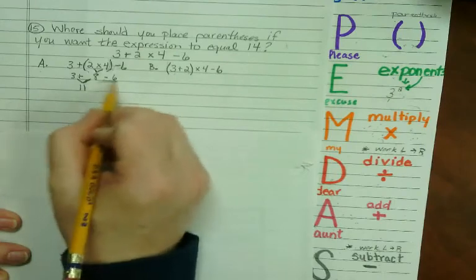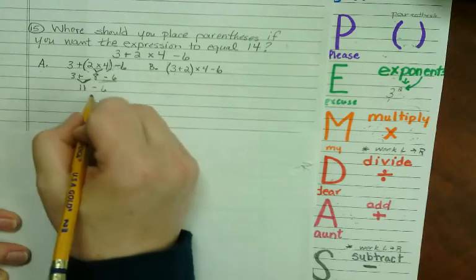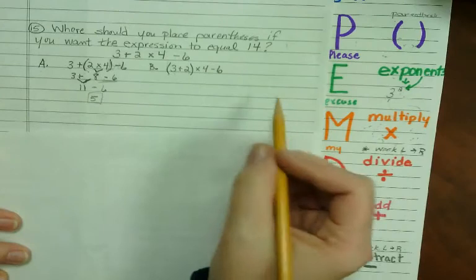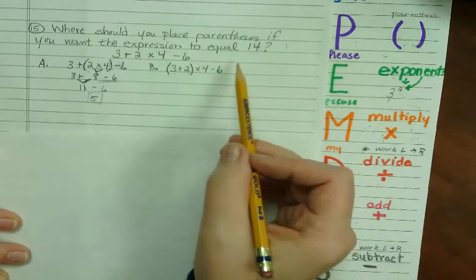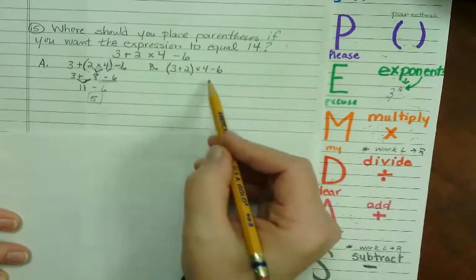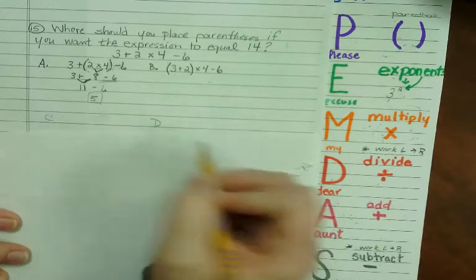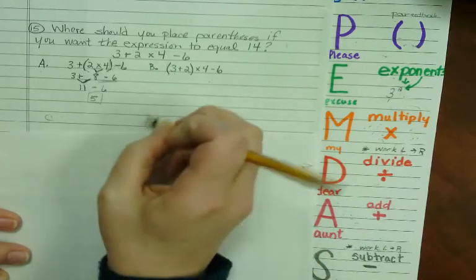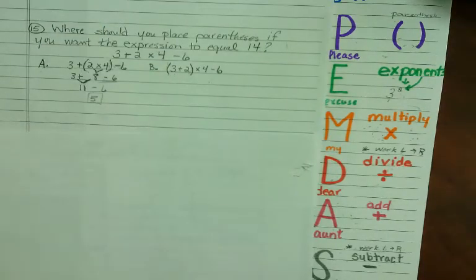Bring down what you didn't use. And then we have 11 minus 6. That's 5. So, does that equal what we need it to? Nope. It's supposed to equal 14. So we know for sure A is not the answer. Now, by default, it has to be the B. But if we had C and D as our options, we would have to work all those out. Okay? I'm still going to work out B just to prove to you it's actually equal to 14.